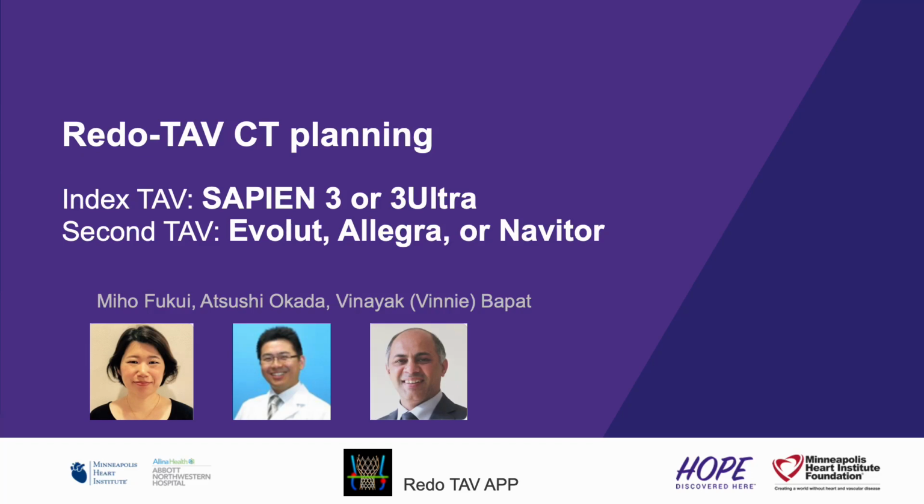This video shows you how to do pre-procedure CT planning using the Redo TAV app. The index TAV is Sapien 3, and the second TAV is Evolut, Allegra, or Navitor.